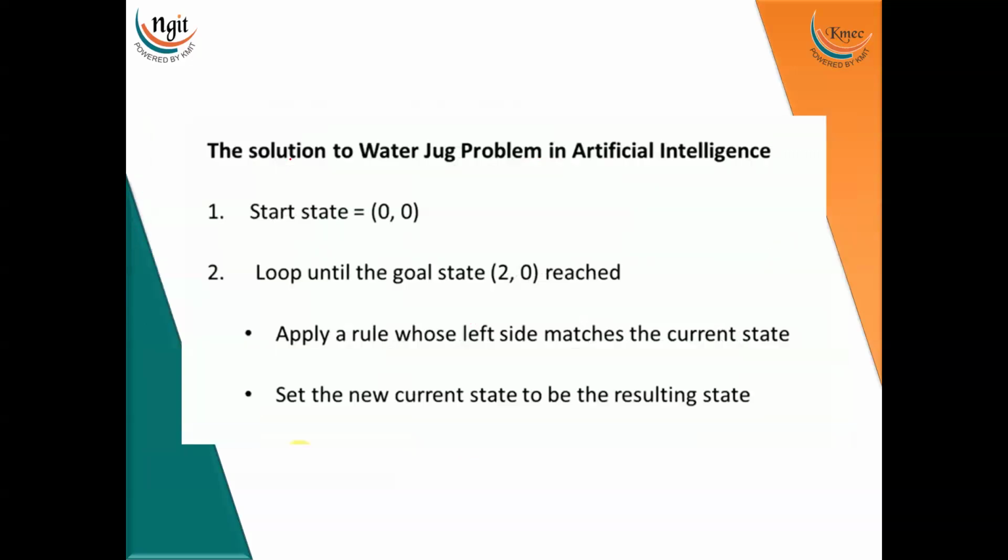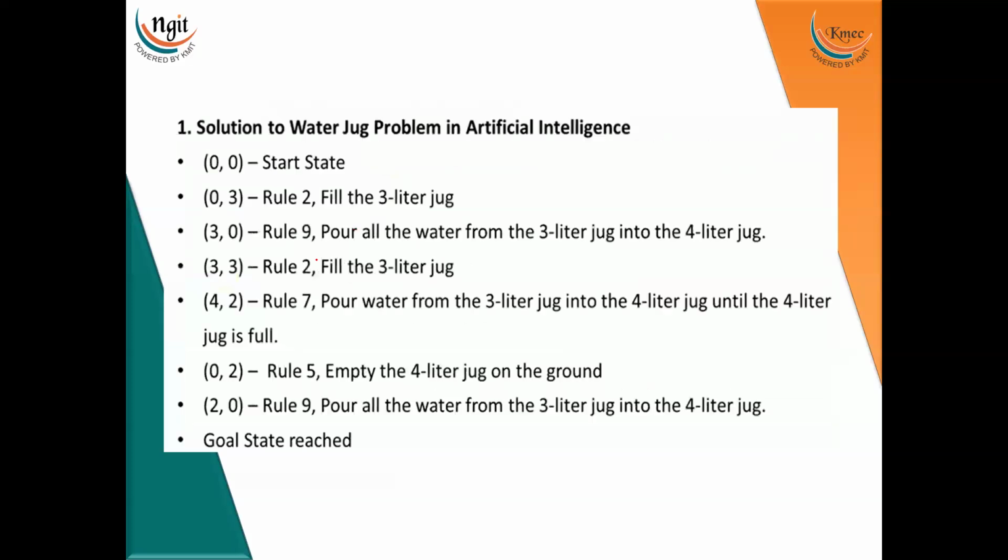And here is the solution. Let us see how we are going to write the solution for this water jug problem. The start state, we know, is (0, 0), and we loop until we reach the goal state (2, N). Here, we have to apply a rule whose left side matches the current state and set the new current state to be the resulting state. So this is the solution.